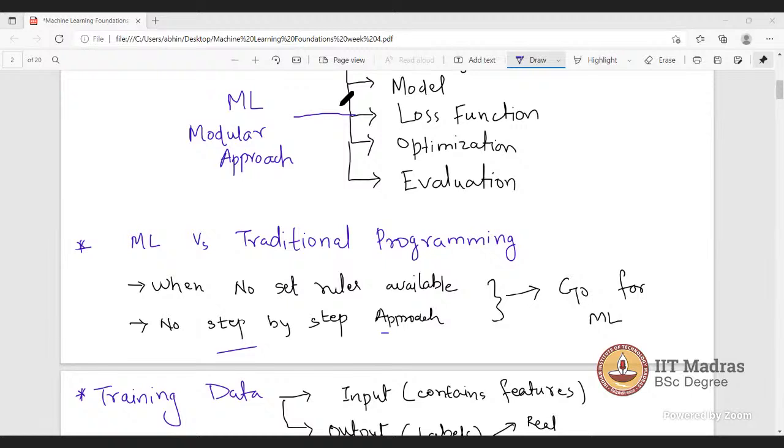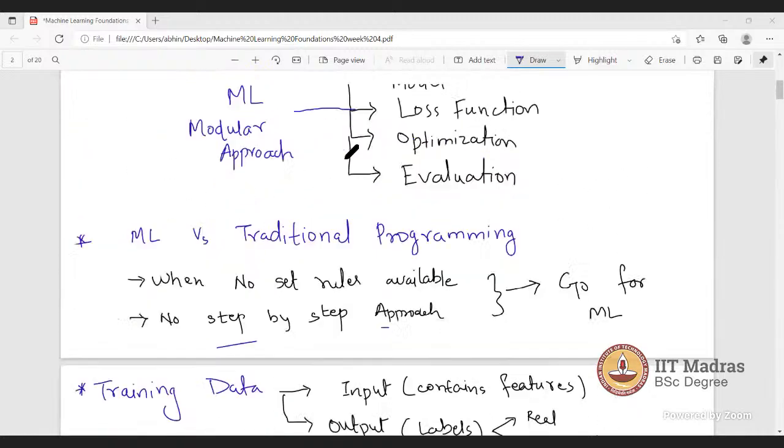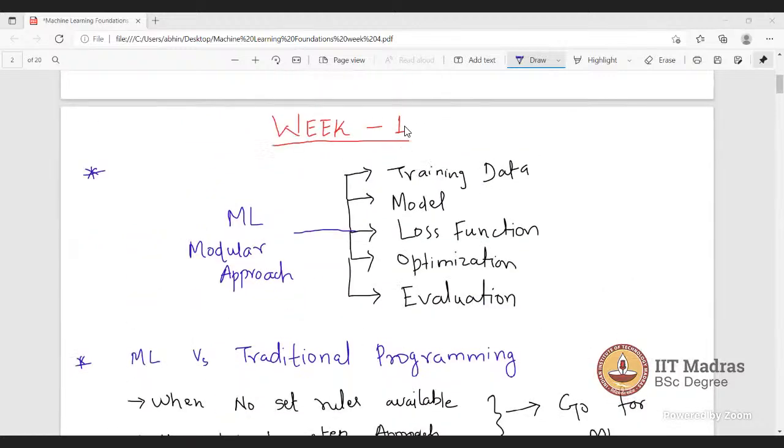But suppose you want a system that does some kind of speech recognition, like Alexa, or other such applications where there are no predefined, well-set rules, you go for machine learning. So this is the difference between machine learning and the traditional programming approach. After that, let's move to the first part of... actually, I had a question here.